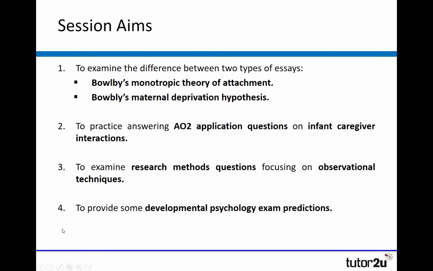Here we go. The 4 aims really for today. We're going to look at 2 different types of essays, both by Bowlby. So we've got Bowlby's monotropic theory of attachment and Bowlby's maternal deprivation hypothesis, and it's really clear that you know the difference between those 2, because writing the wrong one of those would actually cost you an entire essay, unfortunately. So we're going to explore those 2.